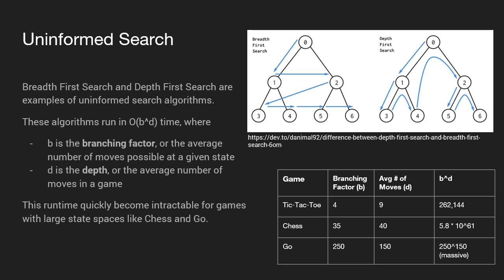And this might be fine for a game like tic-tac-toe, where there's not many possible game states, not many actions, but this quickly becomes intractable and impossible to navigate for games with large state spaces like chess and Go. We have a table on the bottom right here. Even with chess, b to the d is starting to get very, very large, and when it comes to Go with a branching factor of 250, it's going to be impossible to even think about how big that number is. It's more than the number of atoms in the universe. So a search like breadth-first search and depth-first search is just not possible in a game like Go.